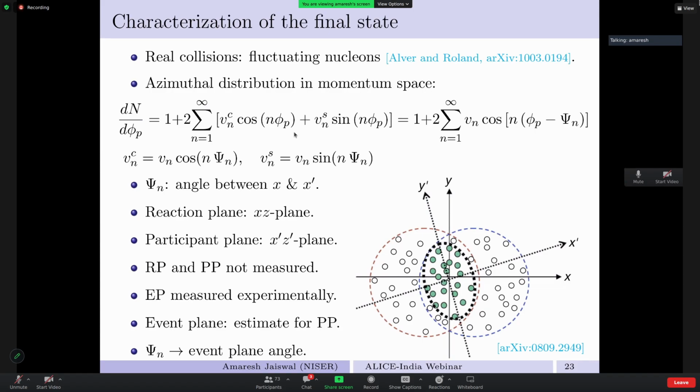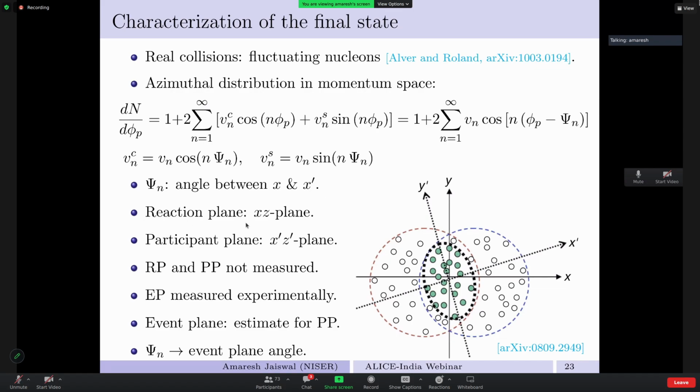We can combine these two using trigonometric relations to write it in terms of cos only, but it will give this angle psi_n, which is essentially the reaction plane angle, or rather the participant plane. But the point is, this is not measured experimentally. So there are these planes that I will discuss now.